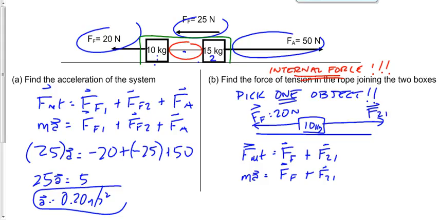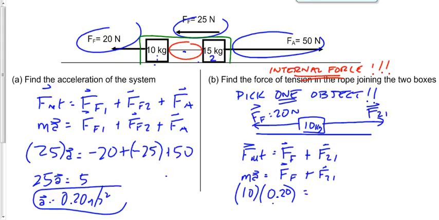What mass do I use? 10, 15, or 25? If I'm analyzing only the kid at the back of the wagon, then I have to use the mass of the kid at the back of the wagon, not the mass of the kid at the front. I'm analyzing the kid at the back. The mass of object 1 is 10 kilograms. We already know the acceleration. Here's the key. We know the acceleration. If the system accelerates at 0.2 meters per second squared, then each of the objects within the system accelerates at that rate.